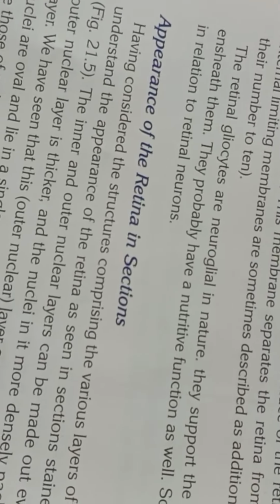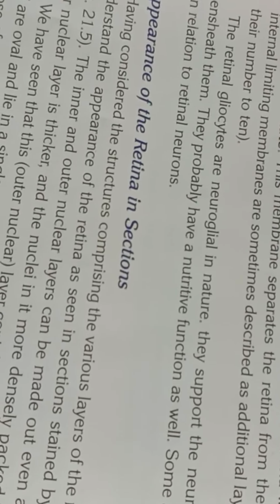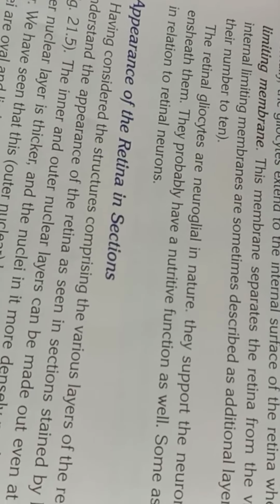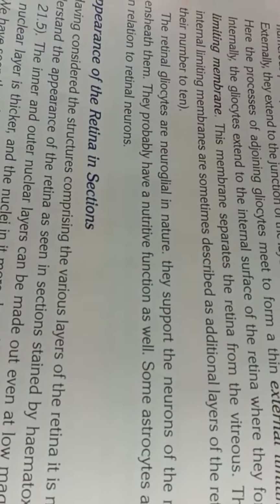And next, let us see the retinal gliocytes. We know microglia, but what are these? Apart from the bipolar, horizontal and endocrine neurons, the internal nuclear layer also mainly contains the nuclei of retinal gliocytes, also known as cells of Muller. So the cells of Muller are present over here.